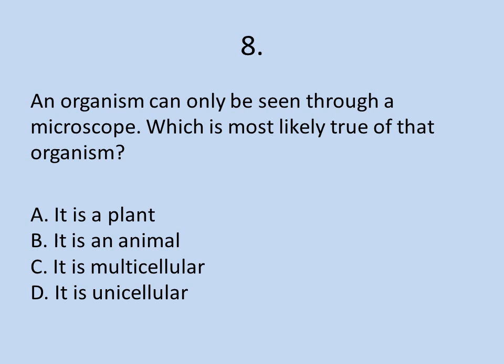Question 8. An organism can only be seen through a microscope. Which is most likely true of that organism? A. It is a plant. B. It is an animal. C. It is multicellular. D. It is unicellular.